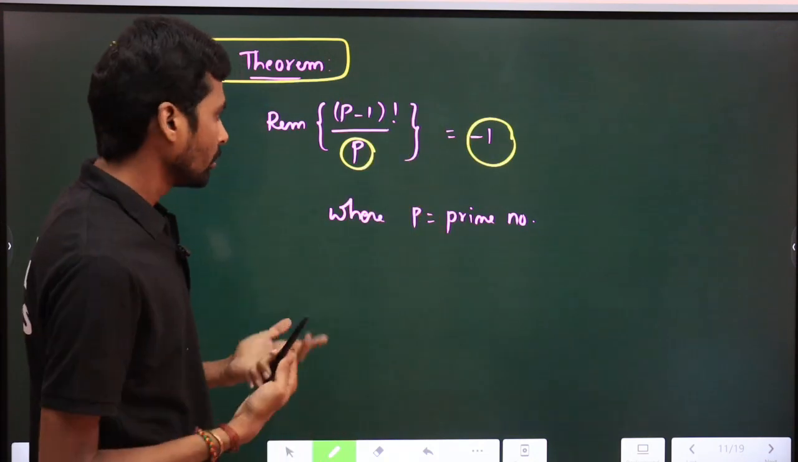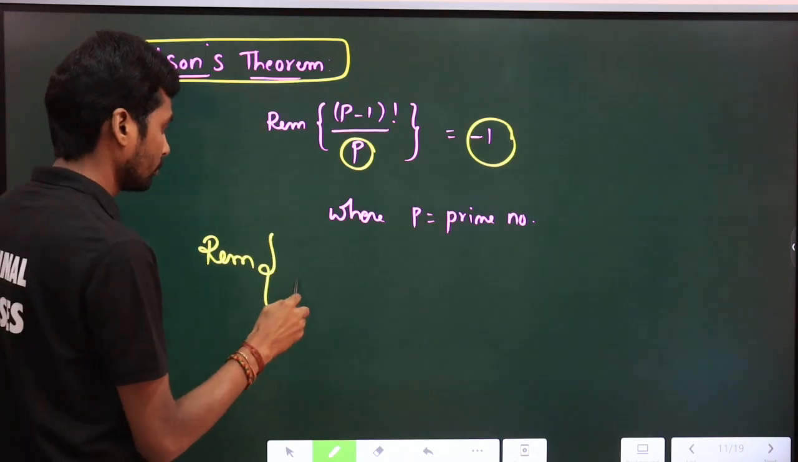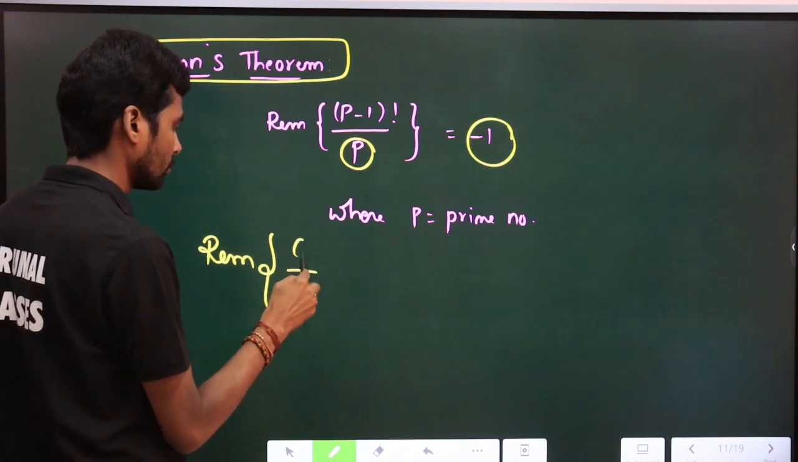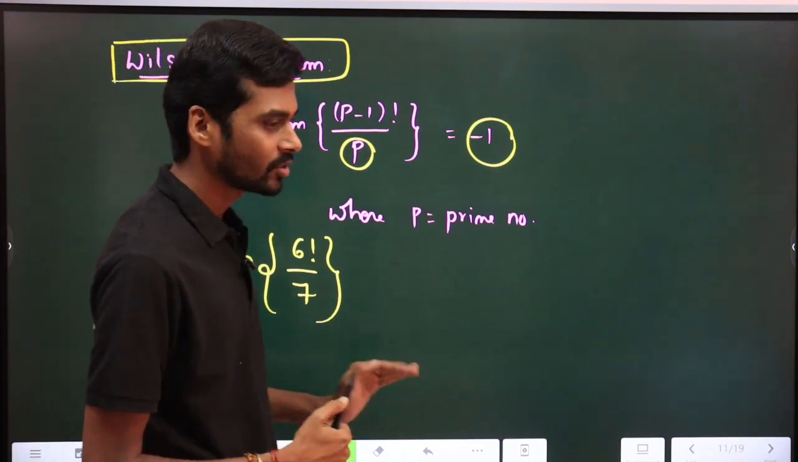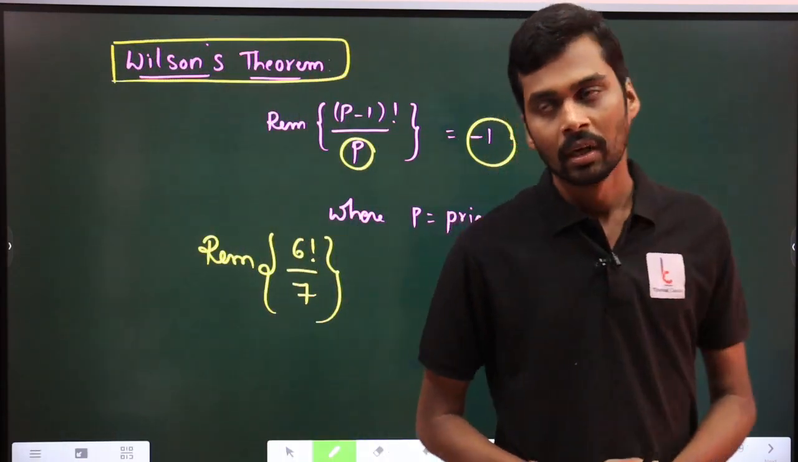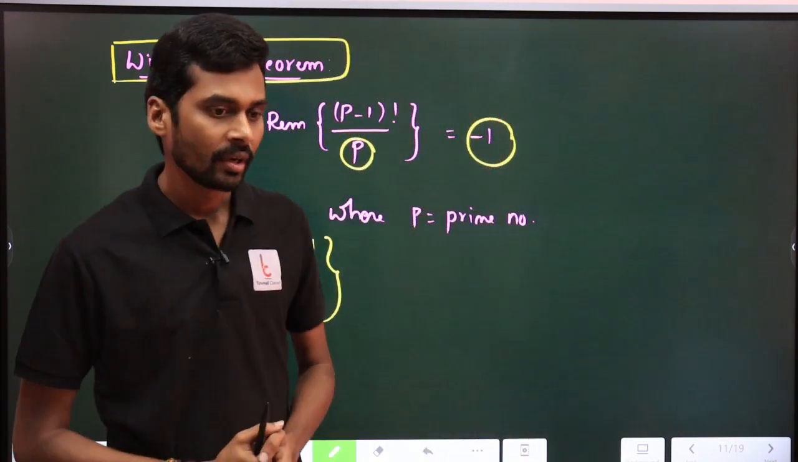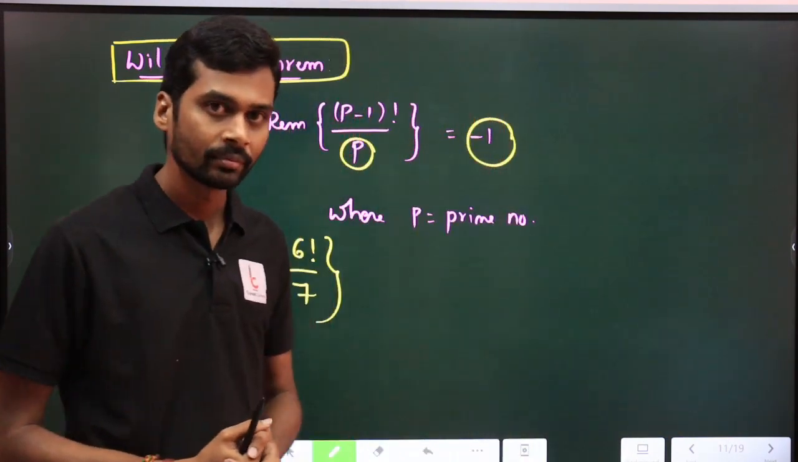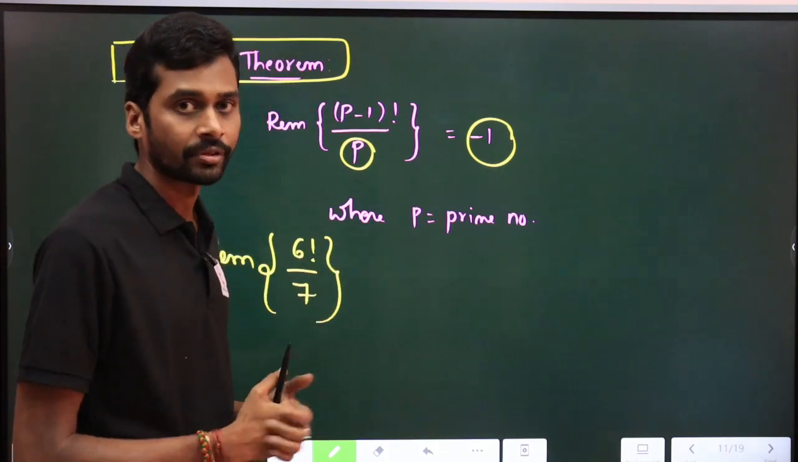Okay. So you take any number. Suppose I ask you to find the remainder of 6 factorial divided by 7. If you remember Wilson's theorem, then you can immediately find the remainder of this question.